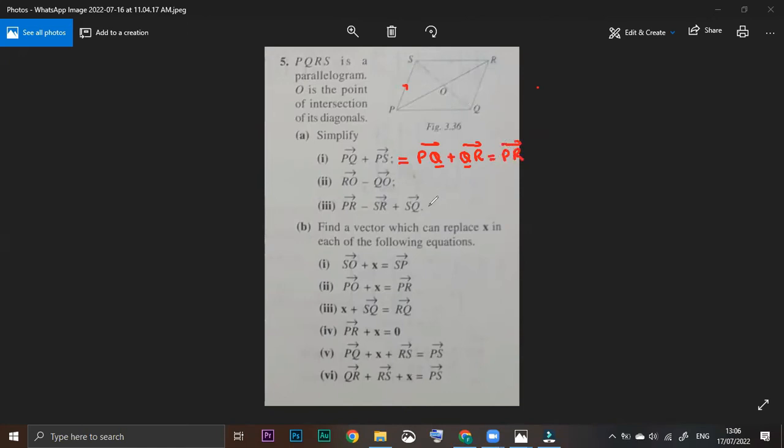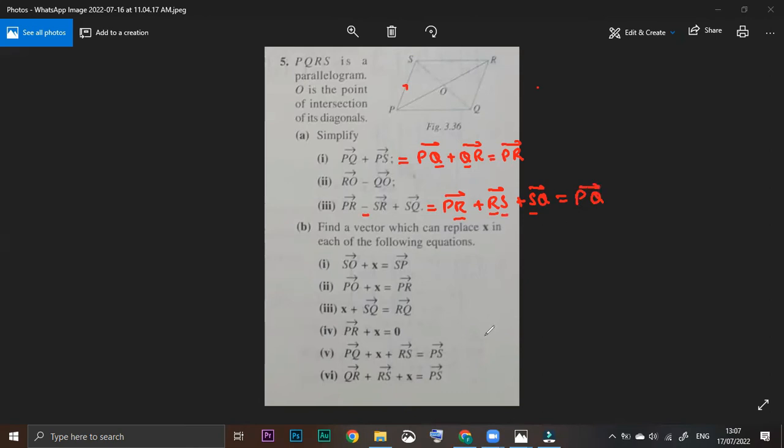Now third part, question number 5A3. We will convert this negative sign into positive by changing the direction, plus RS plus SQ. Now the tail of the second vector is at the head of the first, and the tail of the third vector is at the head of the second vector. So the final answer is PQ.